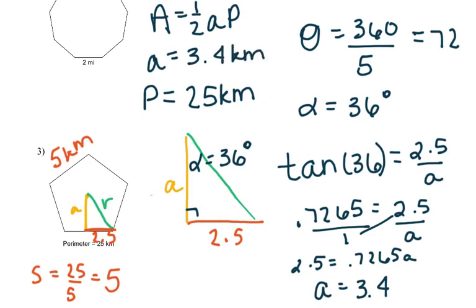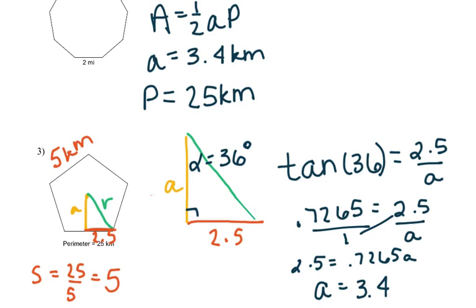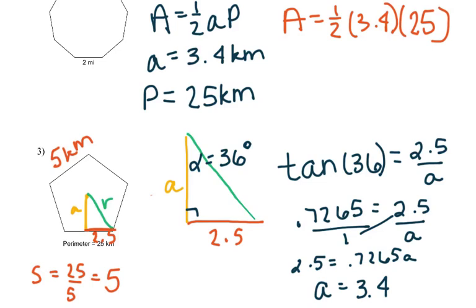And now we can go ahead and solve for the area. We're going to erase my angle work up here real quick. So the area is equal to half of 3.4 times 25. And that is approximately 42.5 square miles.